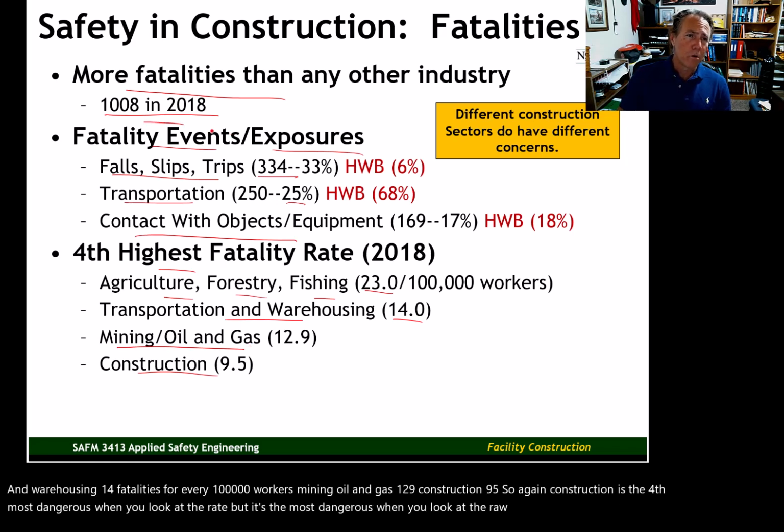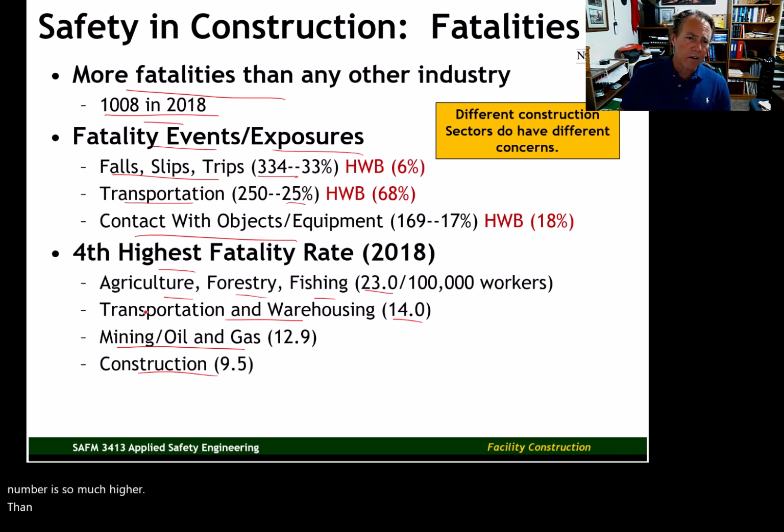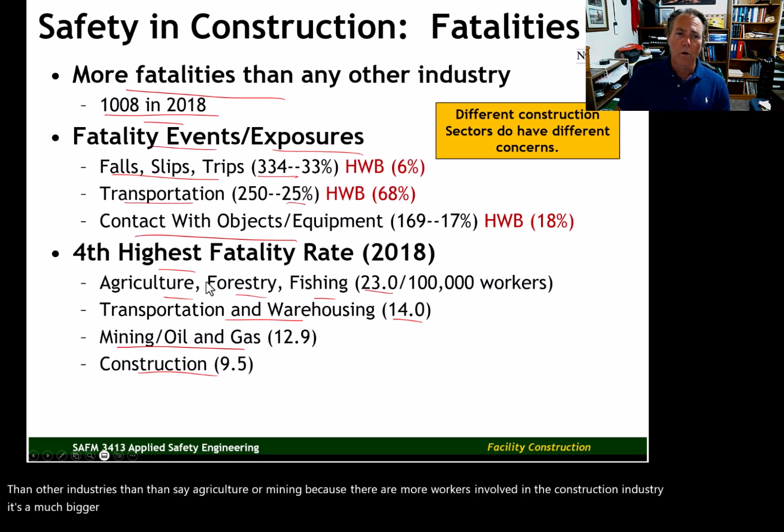And the raw number is so much higher than other industries, say agriculture or mining, because there are more workers involved in the construction industry. It's a much bigger industry than mining or agriculture, or transportation.